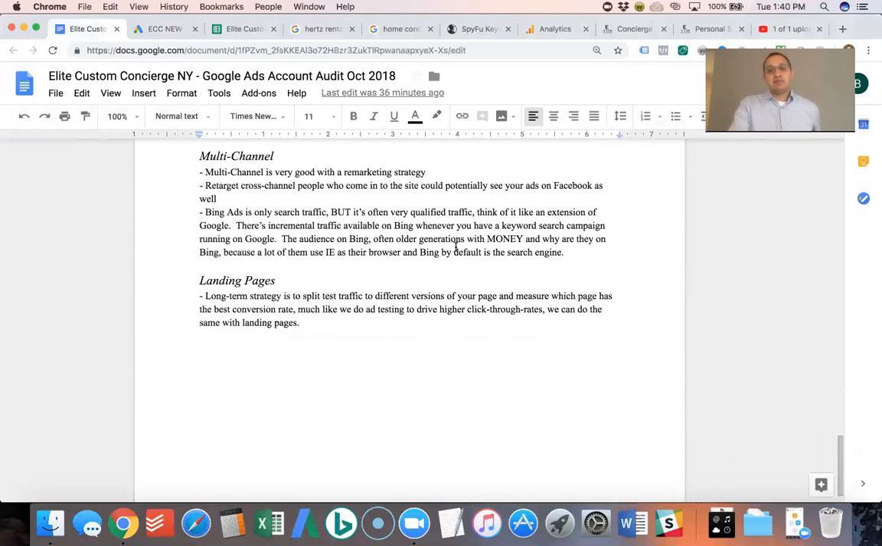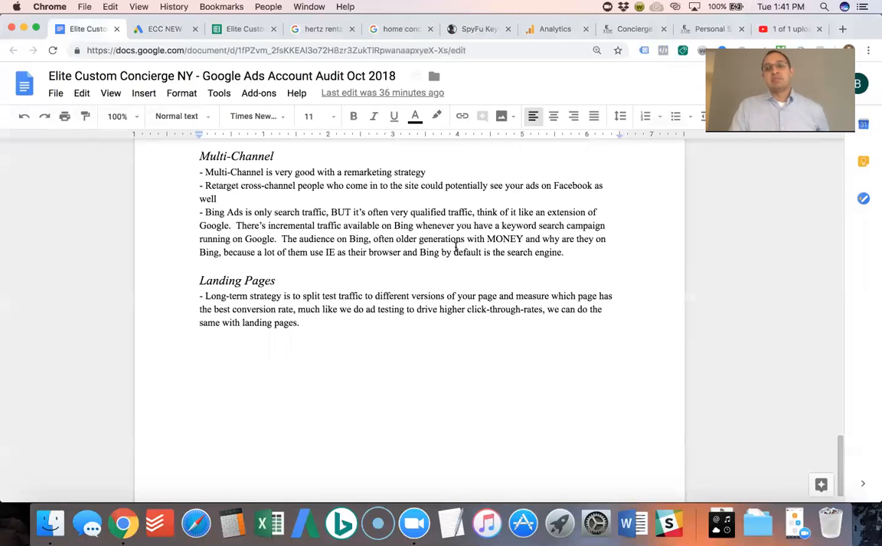Multi-channel, again, if we can get you guys going in the next couple months with retargeting on Google Display, search, and Facebook ads, it's a great way to drive conversions at a better cost than the initial cost per conversion you're probably going to see. So we want to do that with multi-channel.